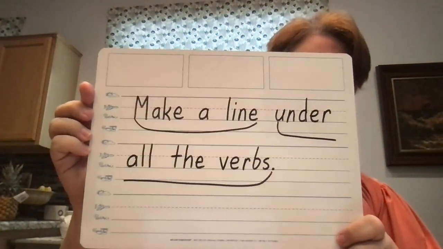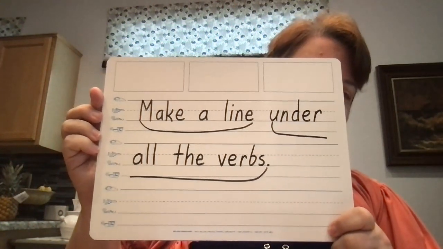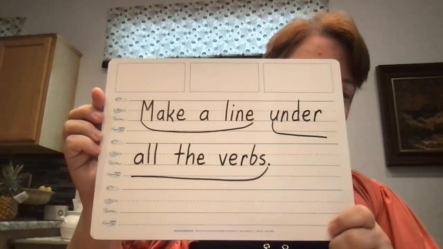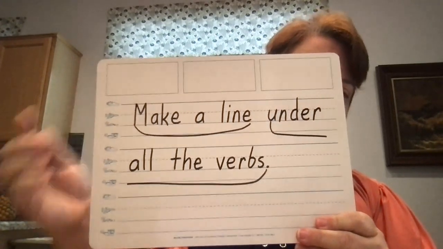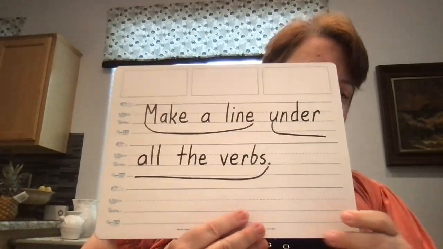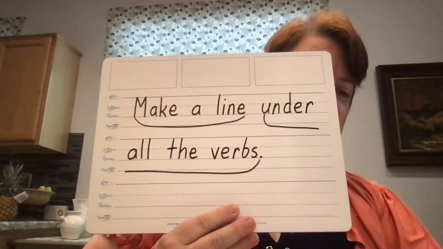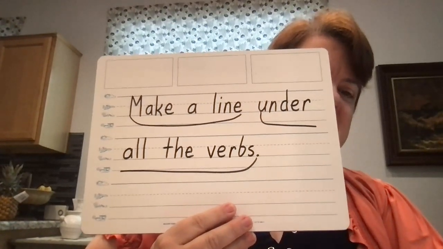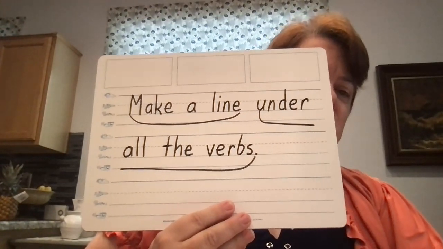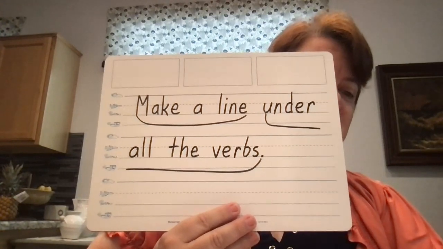All right, now I'm going to show you the sentence with all the words spelled correctly and scooped correctly. So if you're not ready yet, pause the video until you're ready. Here we go. Okay, make a line under all the verbs. Make sure that you have spelled it all correctly. If you have not, cross it out and spell it correctly. Fix any mistakes that you have. You may pause the video to do this.